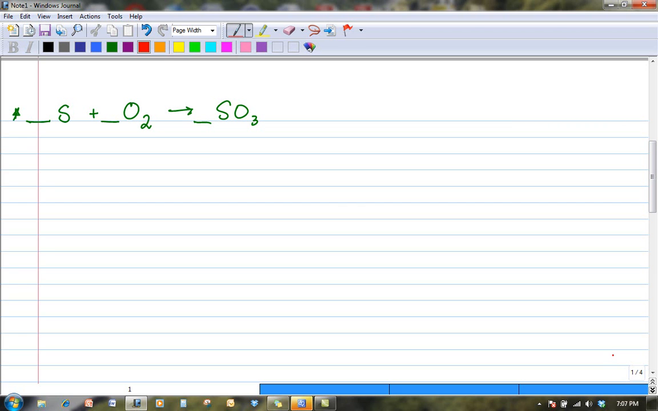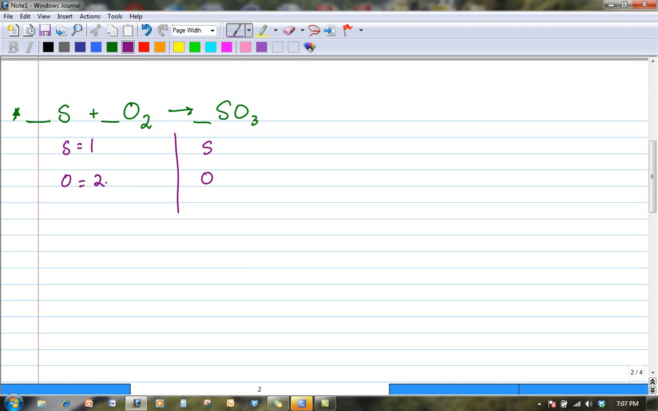Okay, so let's take a look here. The way that I would balance this, I'm going to change my color here to purple, is I would draw my line here, list my elements. I have 1 S on the reactant side, and I have 2 O's here. I have 1 S on the product side, and I have 3 O's. And look, we have the same scenario. 2 oxygens on one side, 3 on another.